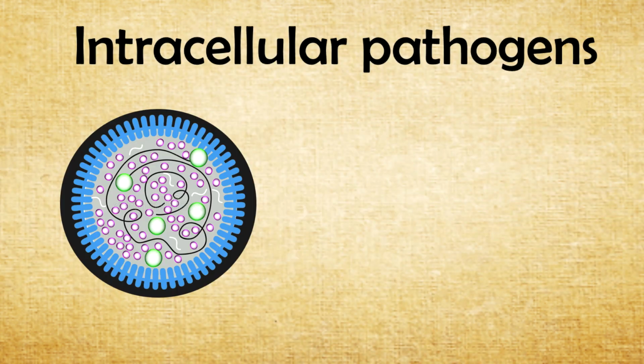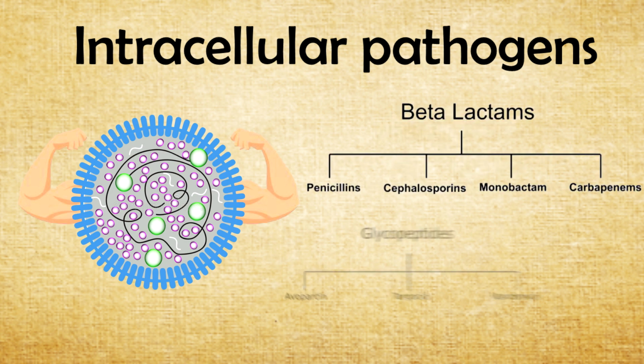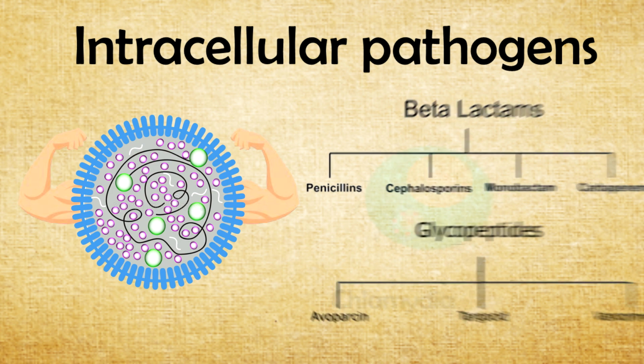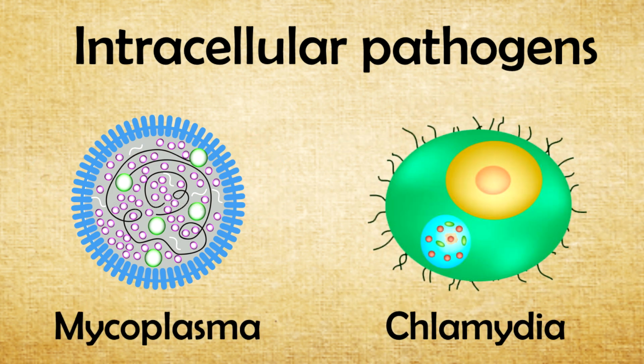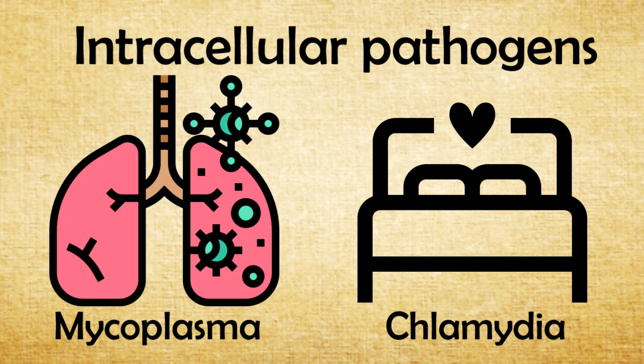And the last one would be intracellular pathogens. They are characterized by the fact that they do not have a cellular wall and they are not affected by inhibitors of its synthesis, which are beta-lactams as well as glycopeptides. As a rule, they are inside the cells of their prey. These include chlamydia and mycoplasma, which cause sexually transmitted infections and respiratory infections, such as pneumonia.